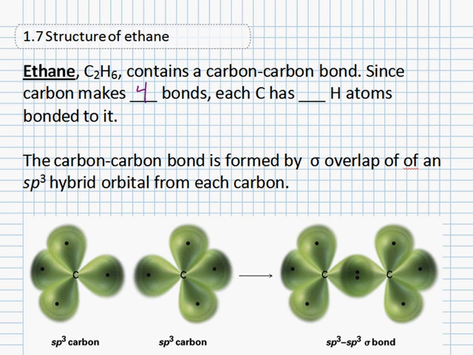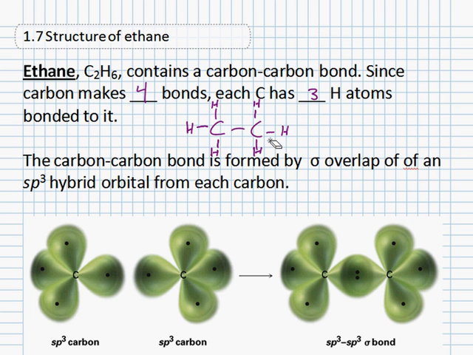If there's one carbon-carbon bond, then to make the remaining bonds on those carbons, each carbon has to be attached to 3 H's. So one carbon-carbon bond that's shared between the 2 carbons will leave 3 bonds remaining on each of them.